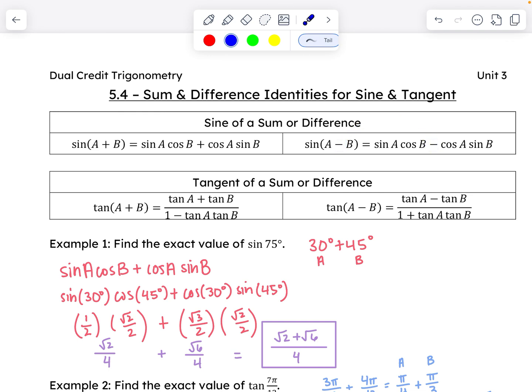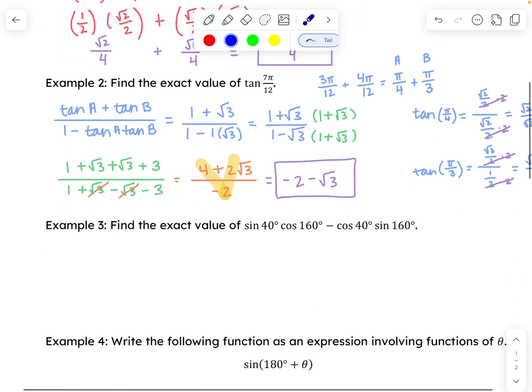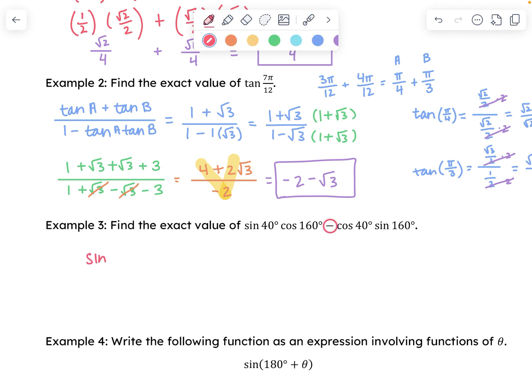So the signs match. So right here, I do have a sine times a cosine, which tells me that this is going to be a sum or difference of a sine instead of a cosine. And I can tell right here that it's subtraction, which means it's going to be a difference. So it's the sine of a minus b. I've got my a value, and I've got my b value. So I'm just going to plug them in. Sine of 40 degrees minus 160 degrees.